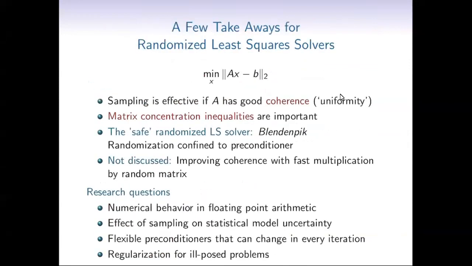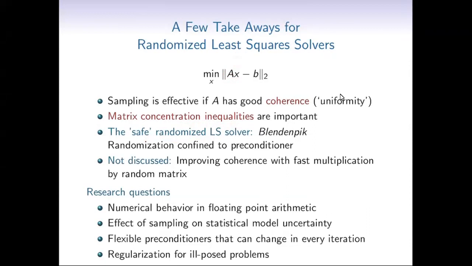So here is now my summary. A few takeaways here. When we have this least squares problem and we want to solve this, then sampling is effective if A has good coherence. The mass of its orthonormal basis is uniformly distributed. Matrix concentration inequalities are an important ingredient to get good bounds. We've looked at a safe randomized solver where the randomization was confined to a preconditioner. We solved the original problem. We didn't discard any rows. We just accelerated the original problem. So that is a safe way of using randomization in the preconditioner.